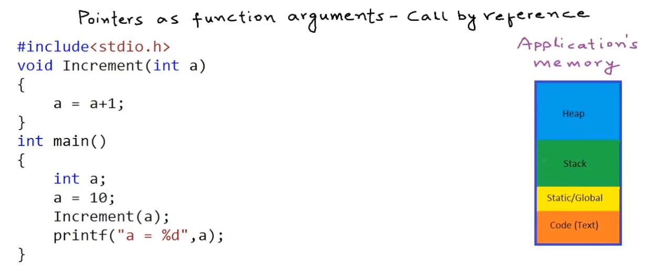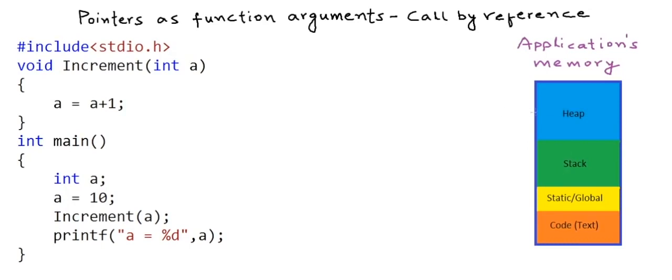Now the third part of the application's memory is called as stack, and this is really important. This is where all the local variables go, and we will mostly be talking about stack in this lesson. And the fourth part is heap, and we will come to this later in our forthcoming lessons.